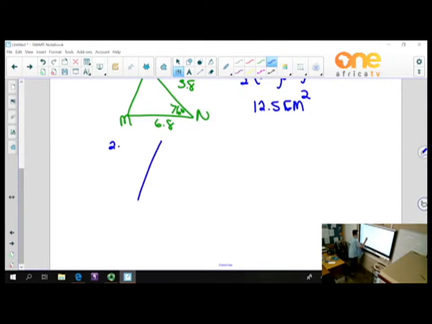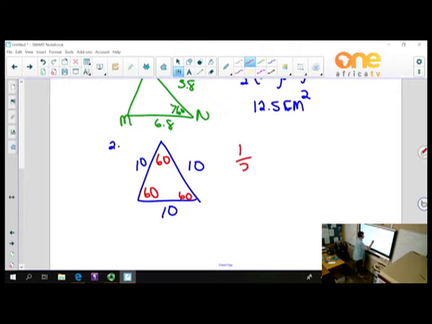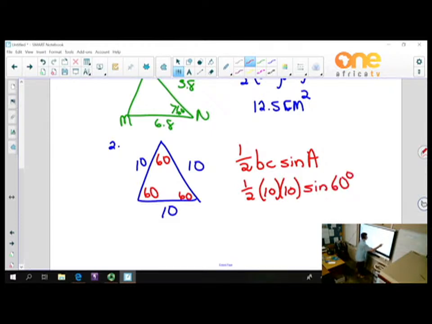Find the area of an equilateral triangle. Again, I'm drawing the picture, 10 centimeters. What do we know about the angles of an equilateral triangle? We know that they are all 60 degrees. So I can still use my formula, half bc sine A. So it's then a half of 10 times 10 sine 60 degrees. You just press the calculator there. I got 43.3 square centimeters.